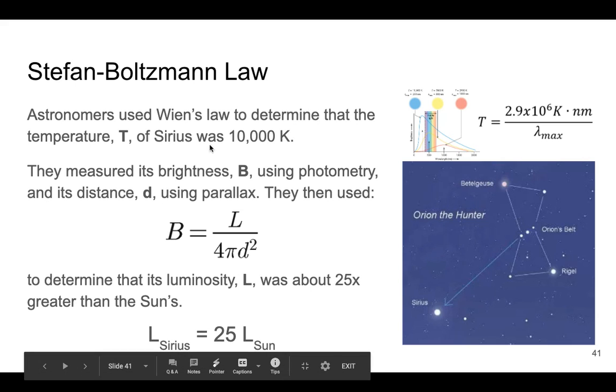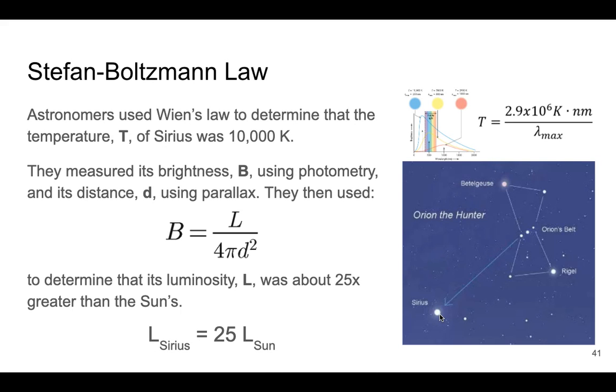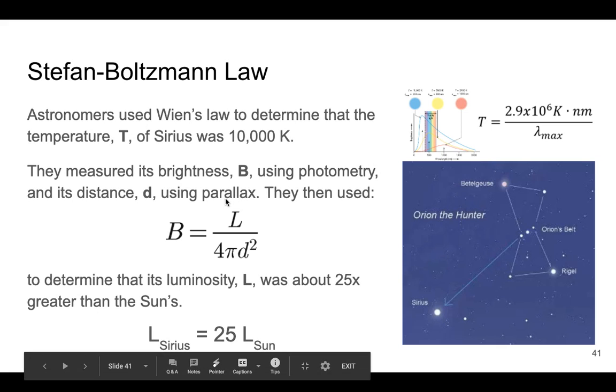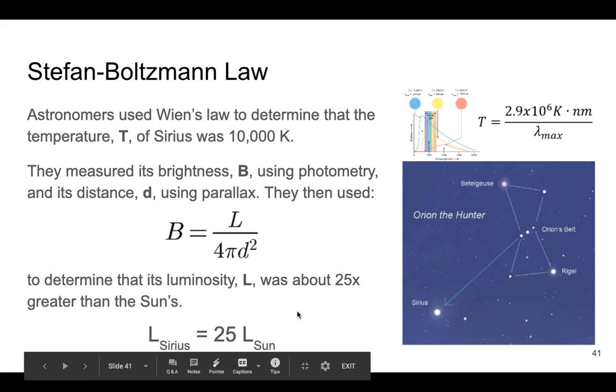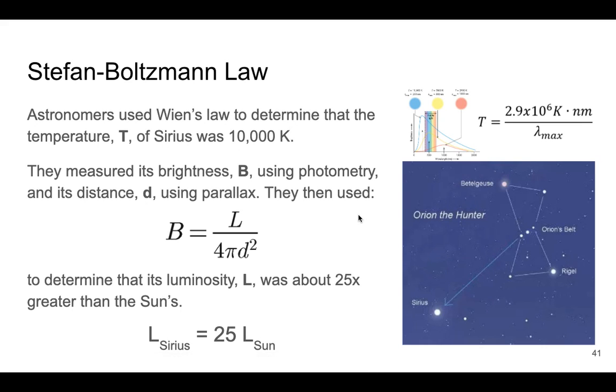After they did that, they then measured its brightness using photometry, basically a light meter. They looked and said, well, how bright does this thing look to us? So they measured its brightness that way. And then Sirius is close enough that we can actually measure its distance from us using parallax. So we did that, figured out its distance. Again, we measured B with photometry, its distance D using parallax, and then we plugged it into this formula, and we found the luminosity of Sirius. And it turns out that Sirius is about 25 times as luminous as the sun. So if you were the same distance away from Sirius as the Earth is from the sun, it would look 25 times brighter.